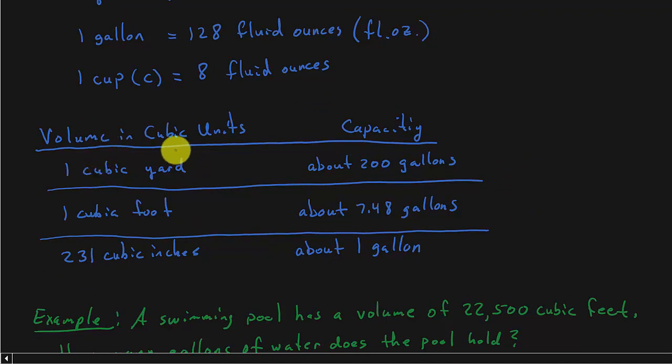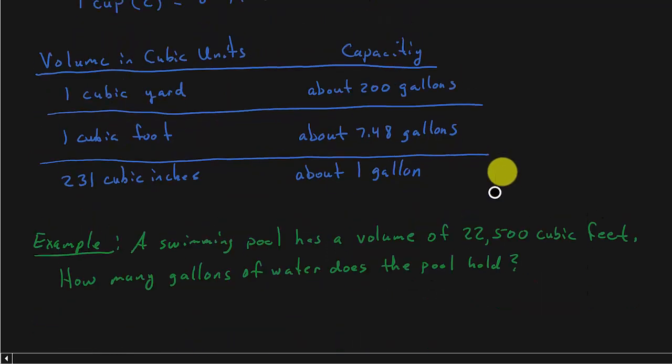And then we've got cubic units here. So 1 cubic yard is about 200 gallons. 1 cubic foot is about 7.48 gallons. And 231 cubic inches is about 1 gallon. Okay.